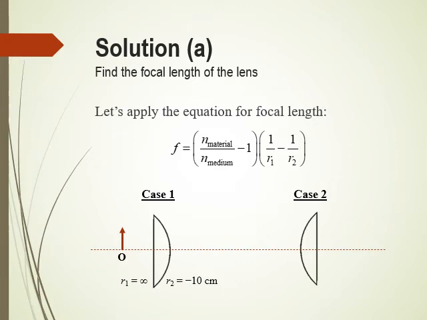How about case 2? Again, let's assume the object is on the left-hand side. But now the curved surface would be acting as R1, and this curved surface is convex towards the object. Therefore, R1 is now a positive value, so R1 equals positive 10 cm. The flat surface now becomes our R2, and it is still equal to infinity because it is a flat surface, a straight line.